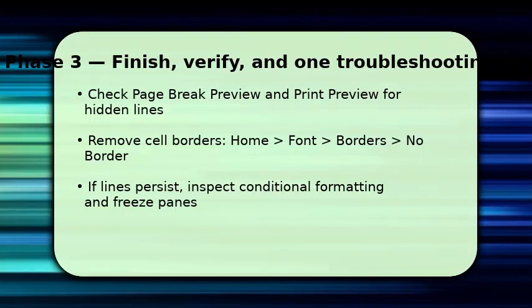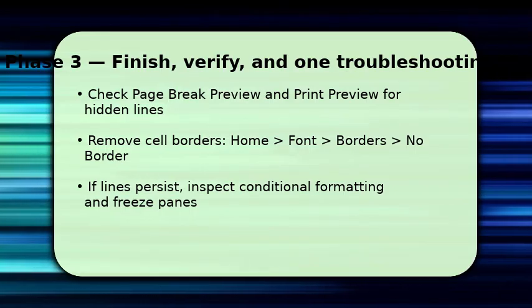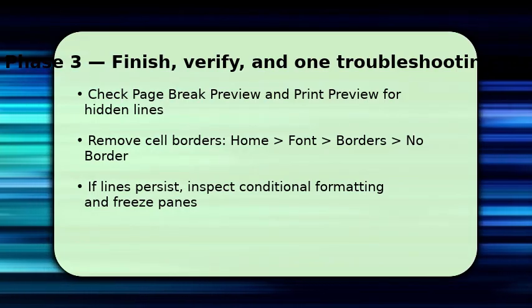If faint lines remain on screen, remove any explicit cell borders via Home, Font, Borders, No Border. This clears manual borders that mimic grid lines. Also review conditional formatting rules and clear any that add borders, and unfreeze panes if frozen split lines appear.